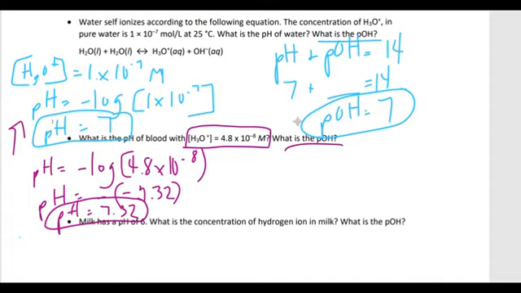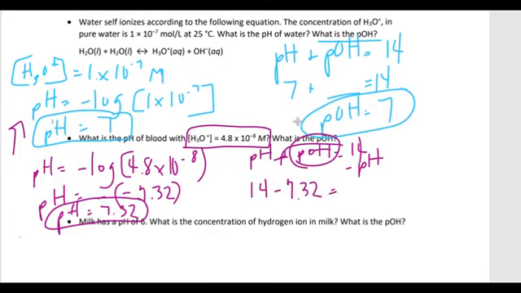So to find the pOH, remember pH plus pOH is equal to 14. So to find pOH, we would need to take my 14 and subtract pH. So 14 minus 7.32 would give me a pOH that is 6.68.